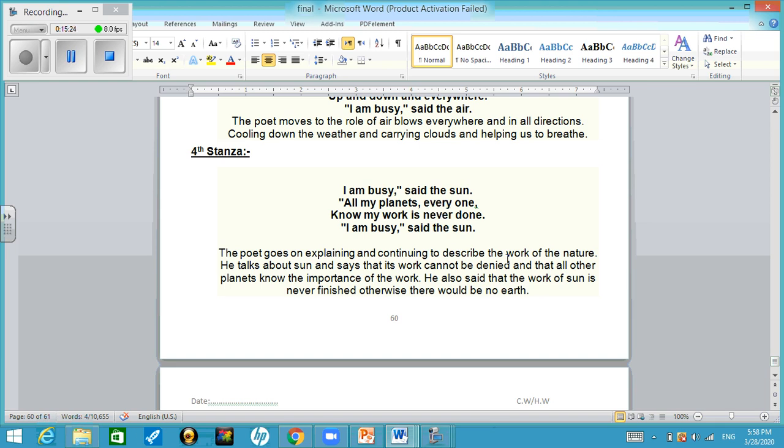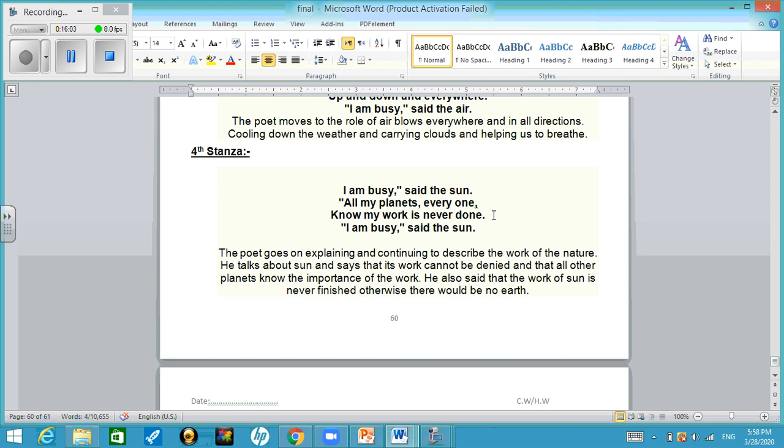Fourth one, I'm busy, said the sun. All my planets, everyone. No, my work is never done. I'm busy, said the sun. Okay, so the sun here, the poet is explaining that this sun is the most important one of them all, and that no one can deny the work that the sun does, and that all the planets know the importance of the sun's work, and that the work of the sun is never finished, or otherwise there would be no earth.